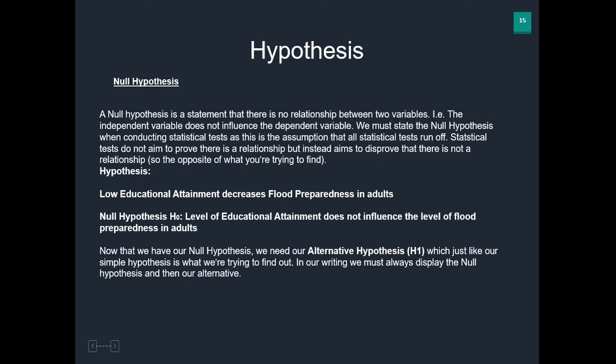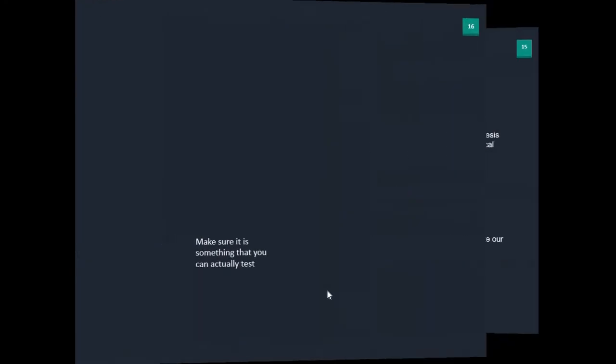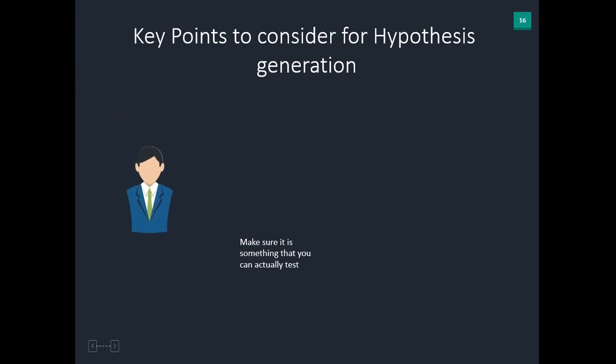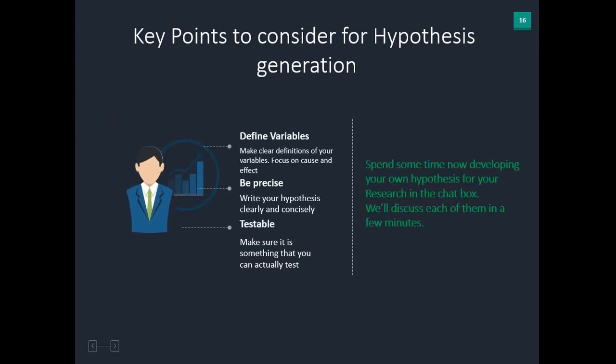So the reason that we do this is because if it's found that there is an influence, we can reject the null hypothesis. So then we know that it does influence it, and then we can go back to our original hypothesis, or what we would call the alternative hypothesis, and see if that's true or not. And that's something we're going to discuss more when we do our tests in SPSS.